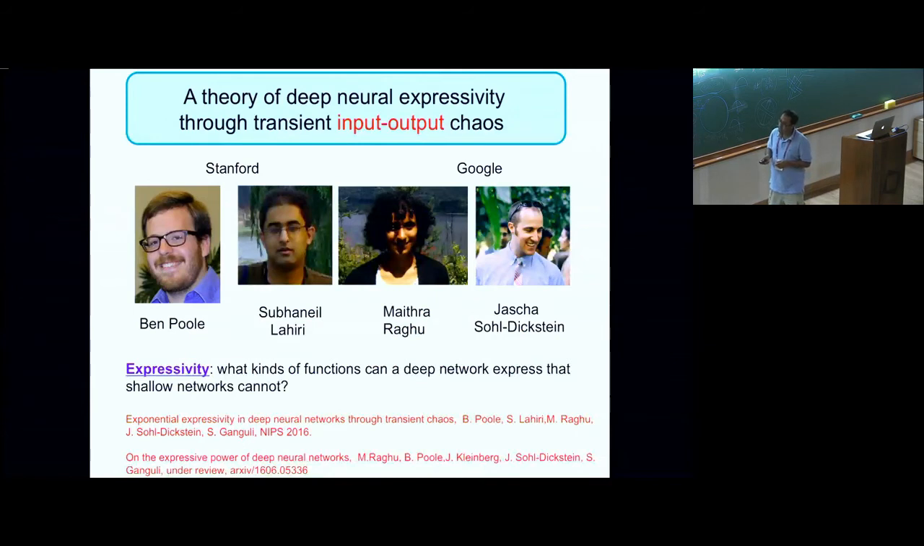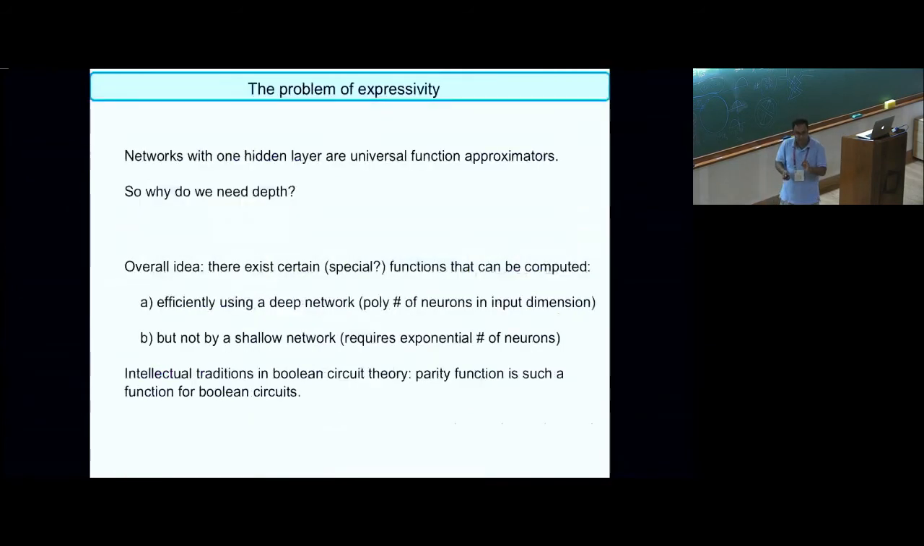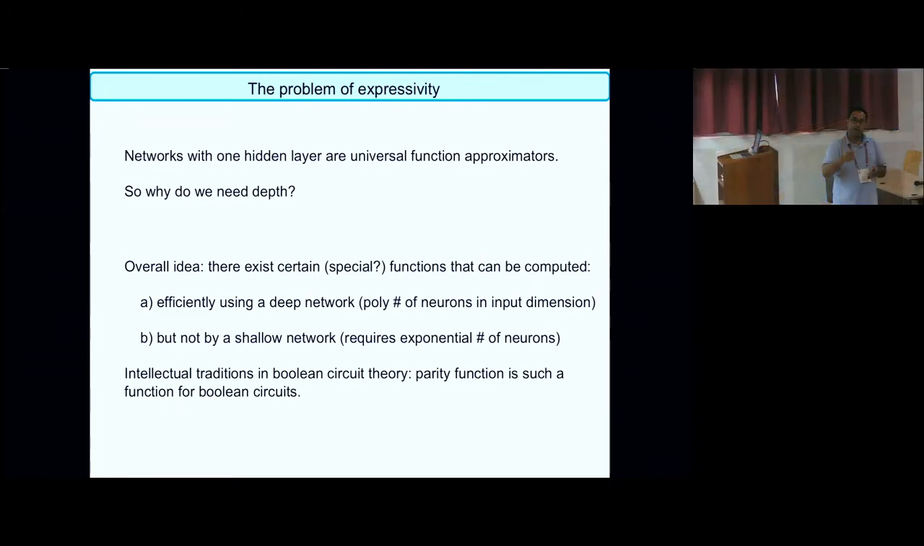So here's the basic notion of expressivity as thought of by computer scientists, right? The basic question is: networks with one hidden layer turn out to be universal function approximators. So if you have the input, a hidden layer and the output, you can learn any function whatsoever over input space. Okay? So why do we need depth?